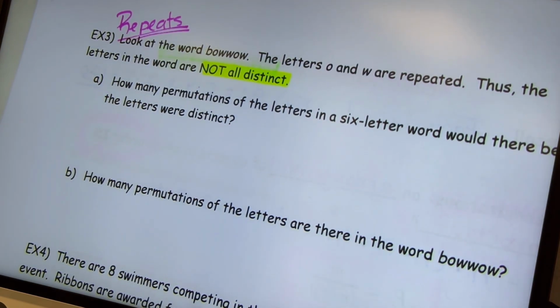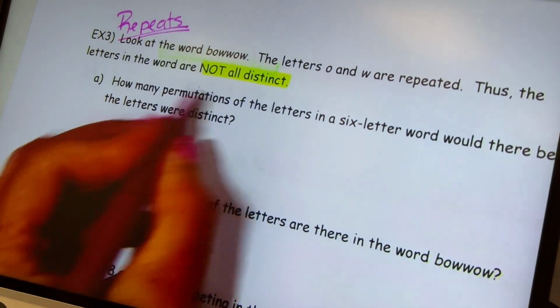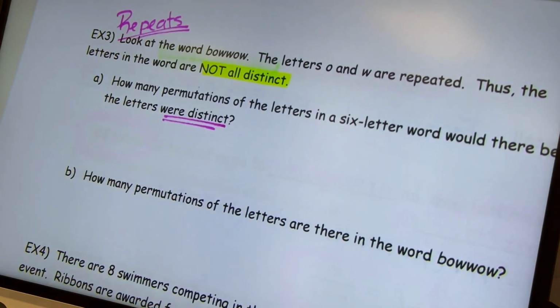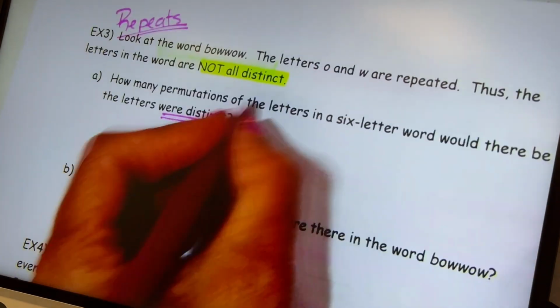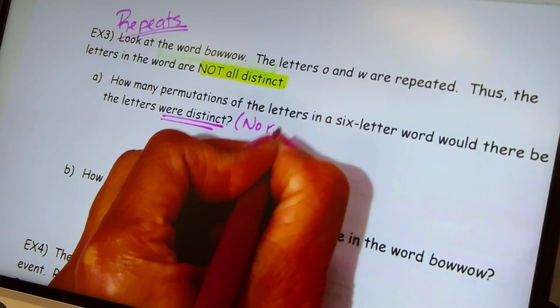So when we figure out the arrangement of these letters, how many ways we can arrange them, it's a little bit different than just rearranging the word July, because J-U-L-Y, those were all distinct. They were all different letters. So that's going to be different than this example. So letter A, how many permutations of the letters in a 6-letter word would there be if the letters were distinct? So let's pretend that there are no repeats. So I'll put in parentheses, no repeats for pretending.